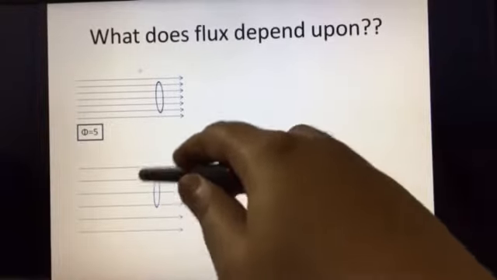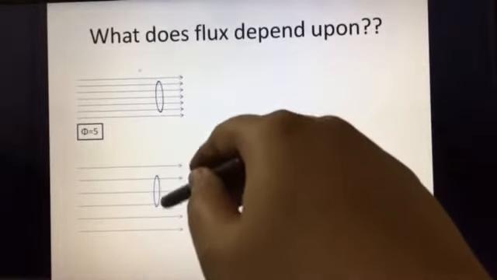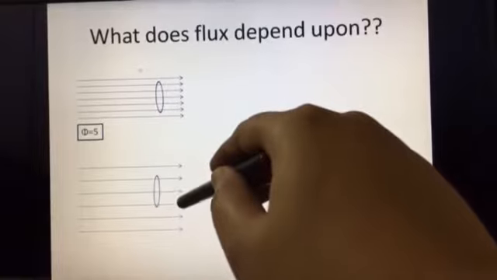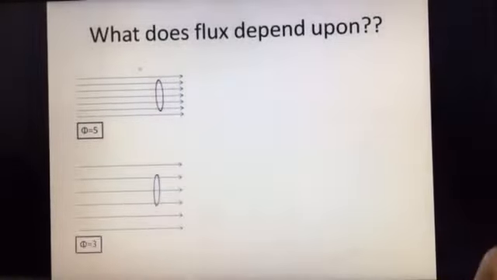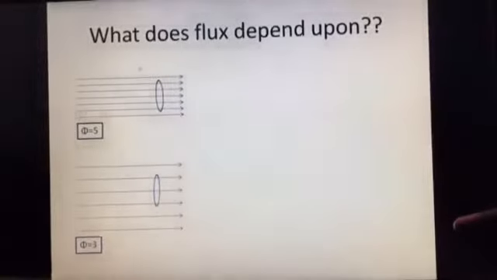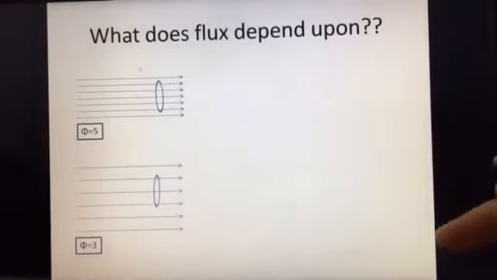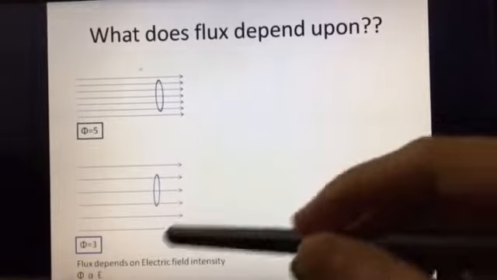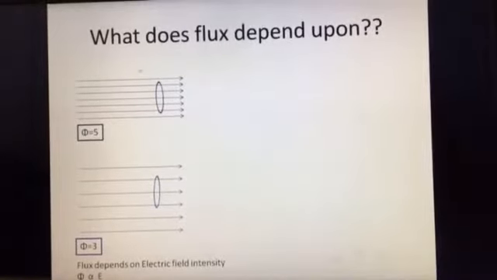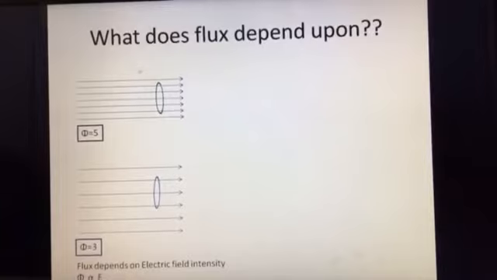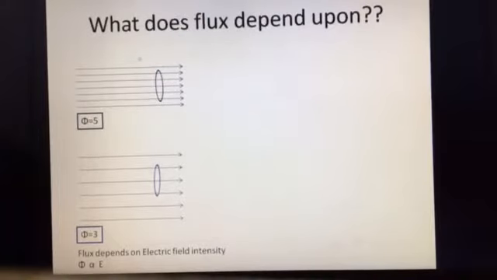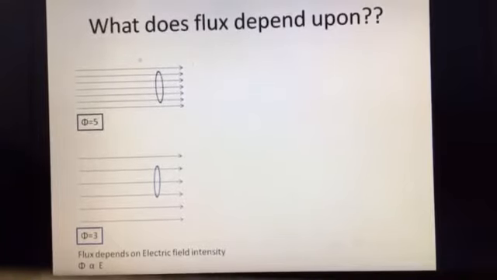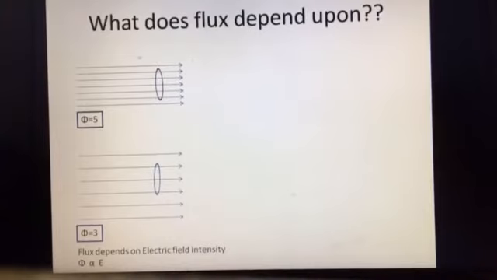So how many lines are passing through this same area? I have taken the same area over here. Only 3 lines. So if E is reducing, the flux is also reducing. See, flux has become 3. So as the field has reduced, flux has also reduced. So I can say that flux depends upon electric field intensity. So phi is proportional to E. Flux is dependent on E. As E increases, flux increases. As E decreases, flux also decreases.